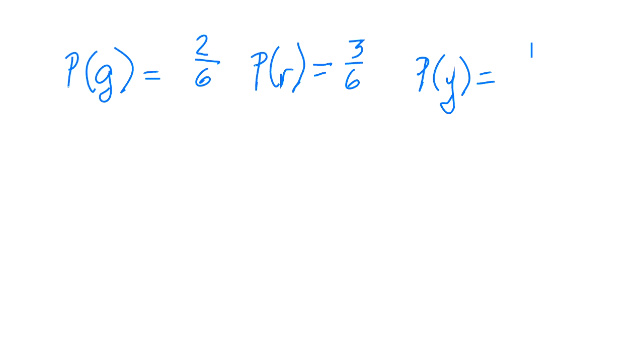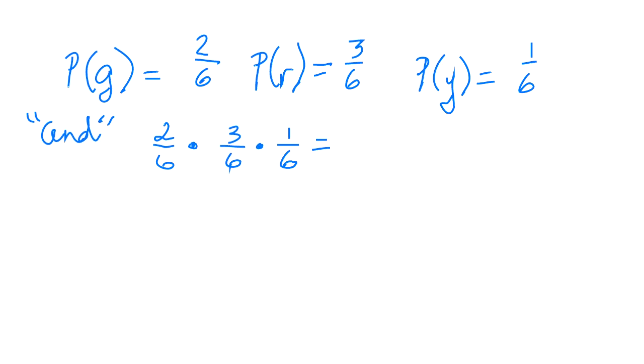Okay. So the directions, or the problem said, and then red, and then yellow. It had the word and in it. Okay, the word and. So what I'm going to do is I'm going to have to multiply. I'm going to take my first probability, that's green, times my second probability, that's red, times my last probability, that's yellow. So to multiply fractions, I multiply across the top. 2 times 3 is 6. 6 times 1 is 6. I multiply across the bottom. 6 times 6 is 36.